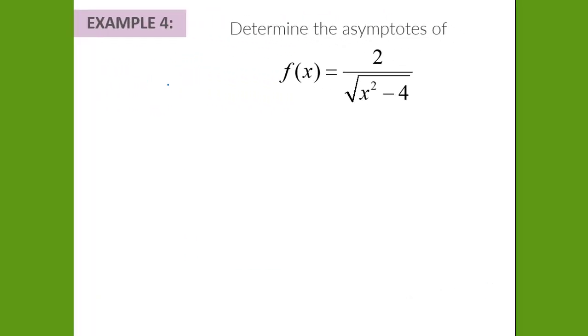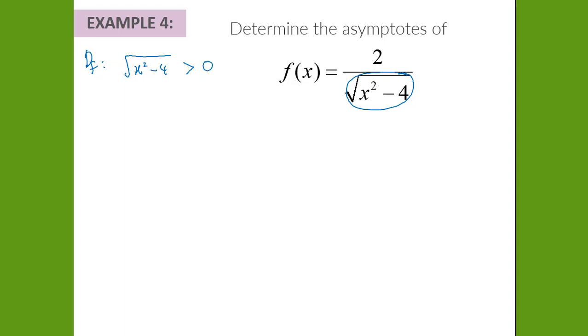Example 4. Determine the asymptotes of f of x equals 2 over the square root of x squared minus 4. So first thing, find the domain of f. For the denominator, the square root of x squared minus 4 must be more than 0, not including 0. Why? Because this is the denominator.